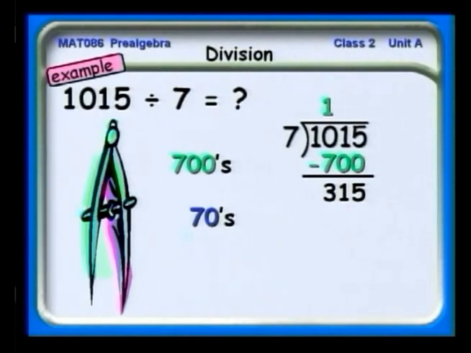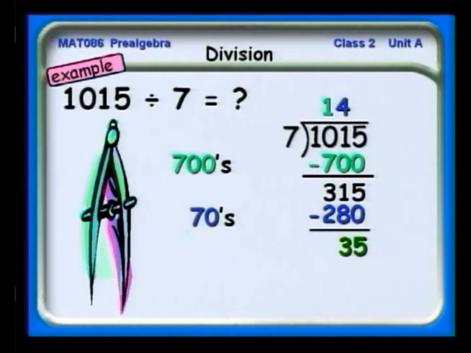Now the next thing I can ask myself is how many 70s are there? Notice how I'm going down in powers of 10. I've taken care of all the 700s that fit. Now I'll ask how many 7 times 10s or 70s fit. So how many 70s are there in 315? I remember that 7 times 4 is 28, so I take a guess, 4, and that gives me 280. And so then I subtract the 280 from 315 and get 35.